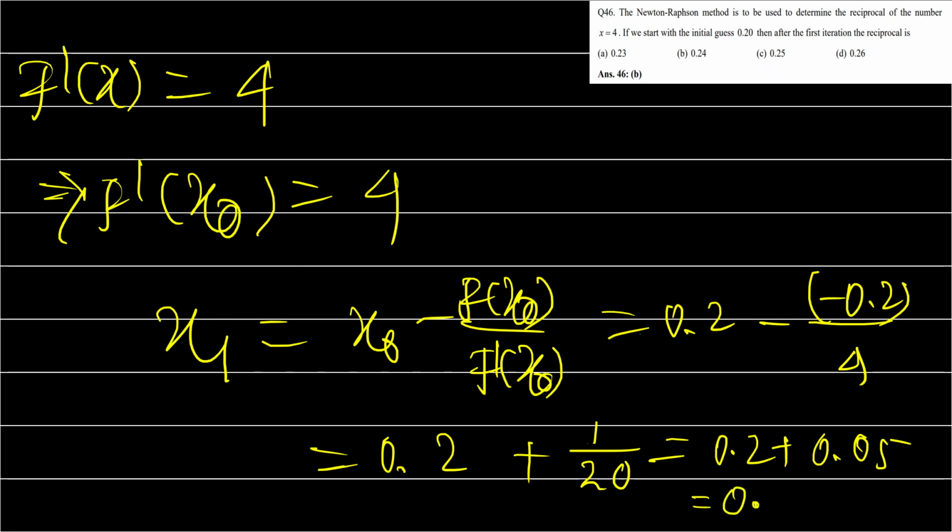The answer will be 0.25. So the answer will be C. But the answer is wrong actually. The answer will be nothing but C.